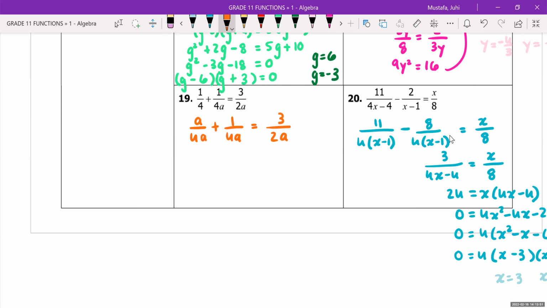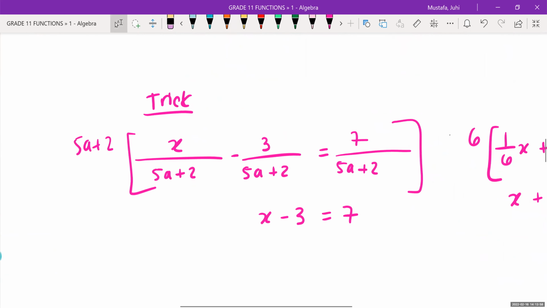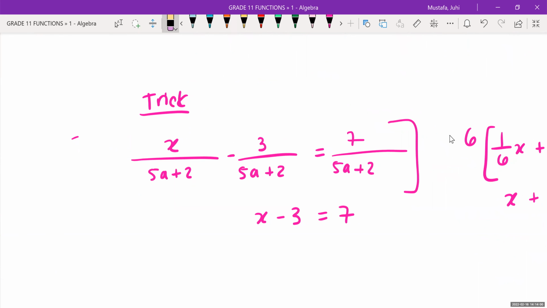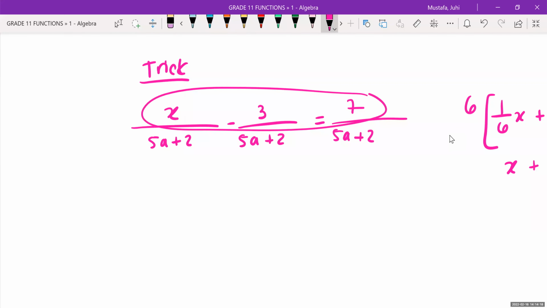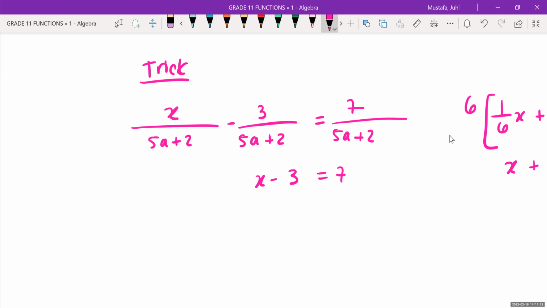Now, I was actually going to show you this trick later on, but I'm going to show you the trick right now. There is a little trick, which I actually wrote over here. Let me erase it so I can explain it to you one more time. Okay, so this is a little bit of a detour. When you have a question like x over 5a plus 2 minus 3 over 5a plus 2 is equal to 7 over 5a plus 2, you can actually rewrite this question using only the numerators. So you can write it as x minus 3 is equal to 7.